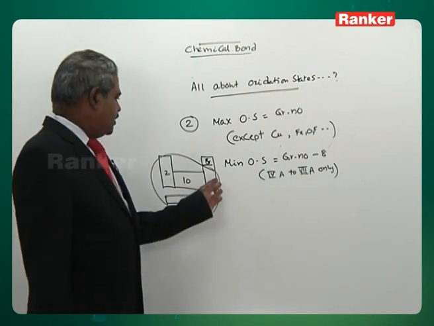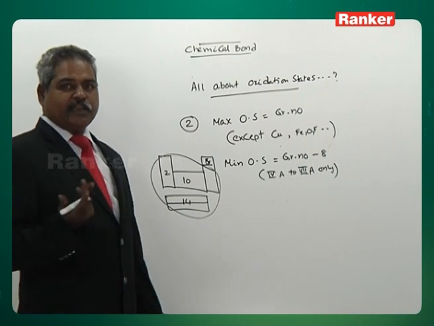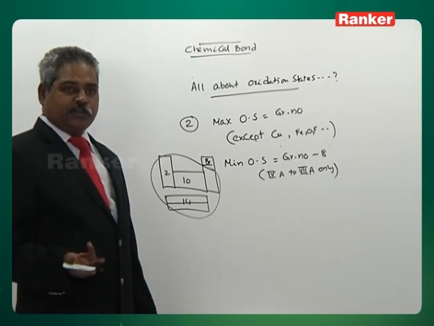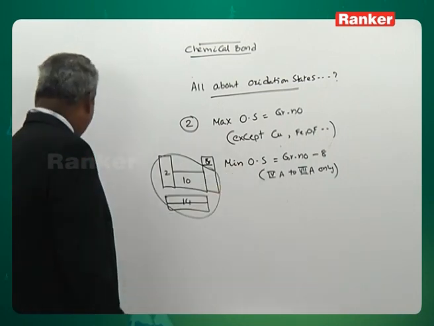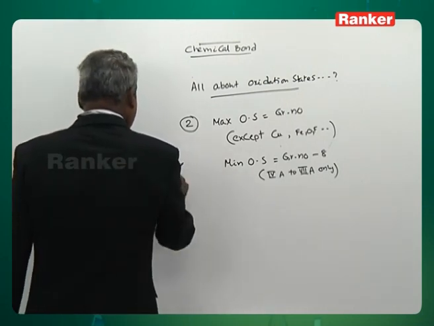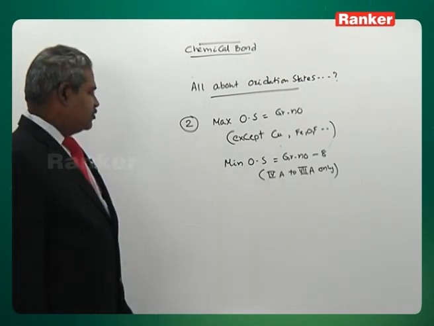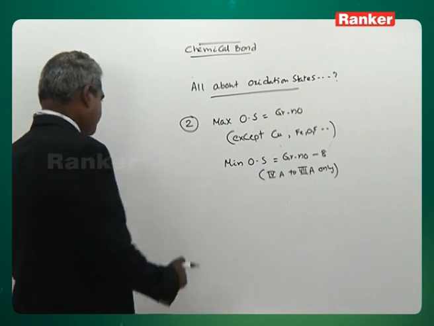So, it's enough if you have a rule from 4A to 7A. Noble gases, in any case, don't exhibit any compounds, therefore theirs is also 0. They don't have a maximum or even a minimum. So, maximum oxidation state is equal to group number, minimum oxidation state is equal to group number minus 8.